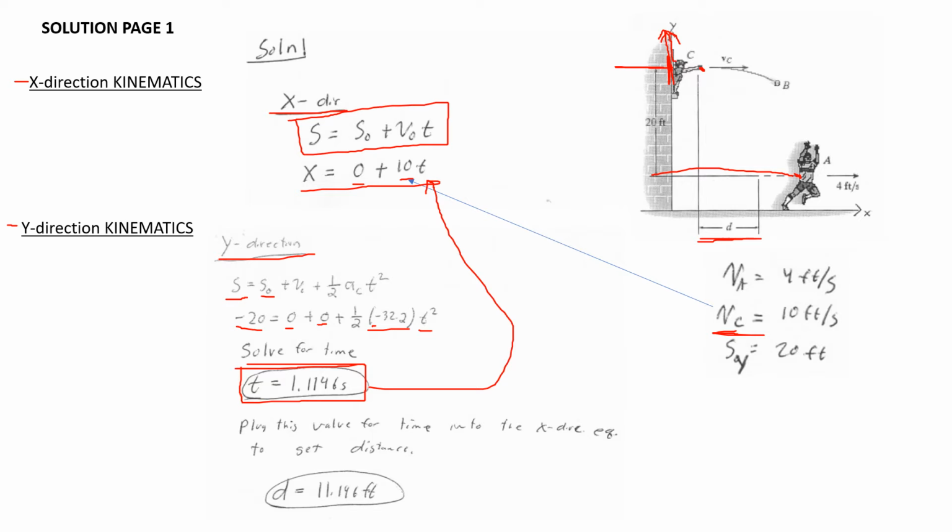Now with this value for time, we can plug it back up here for our T value, and when we do that, we can solve for that distance. When we plug our time value back into that equation for our X direction, our distance is equal to 11.146 feet. And that is our D distance, the position of boy A, the distance he is away from point C when he catches the ball.